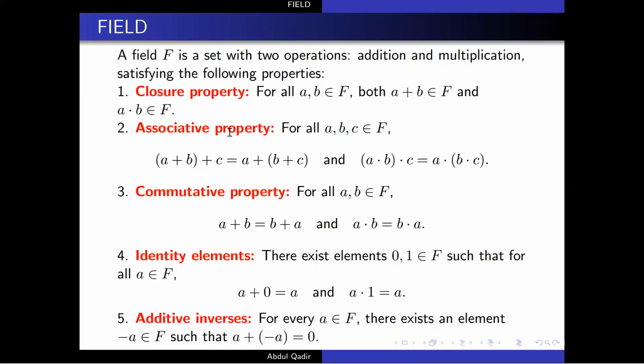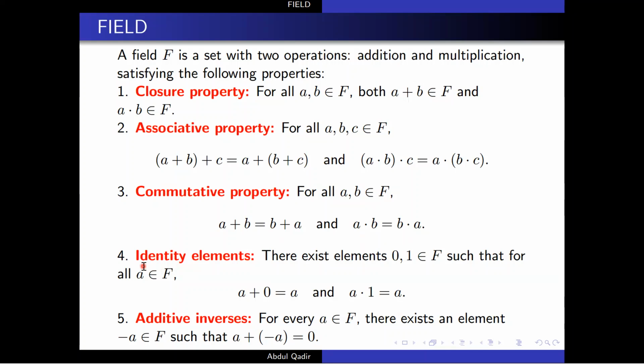And the number second property is associative property. For all a, b, c belong to F, associative law holds under addition, and also associative law holds under multiplication. So third property is commutative property. That is, for all a, b belong to F, commutative law holds under addition, and also commutative law holds under multiplication. That is, a plus b is equal to b plus a, and a dot b is equal to b dot a.